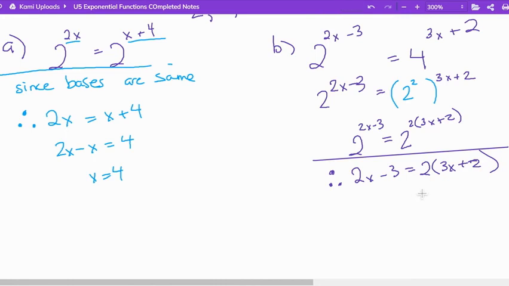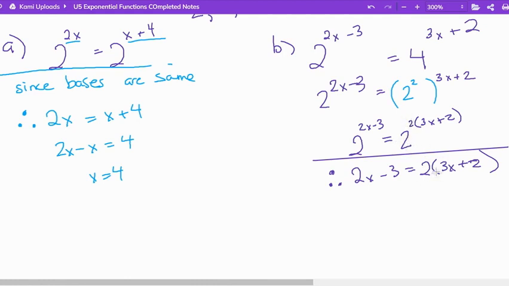Yeah. In the bottom line, what is the 2 and what is the 3x plus 2? Where did it go? Or where did it come from? No, the one above this. This 2?